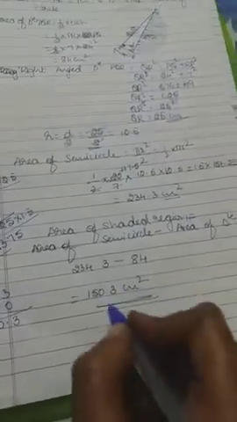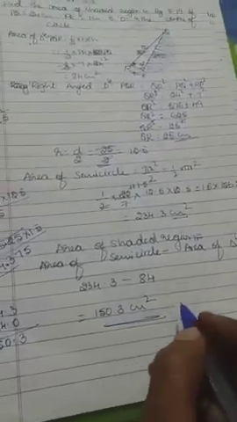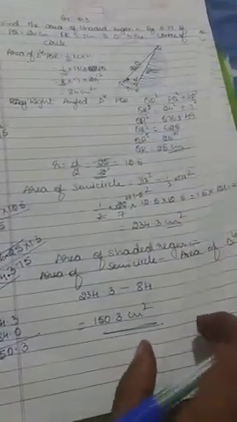Okay, how much is it? 150.3 centimeter square. Hope you will understand this. Let's move to the next sum. This is the second sum in this exercise. Let's read. Find the area of the shaded region in figure 5.20 that is given in your textbook.